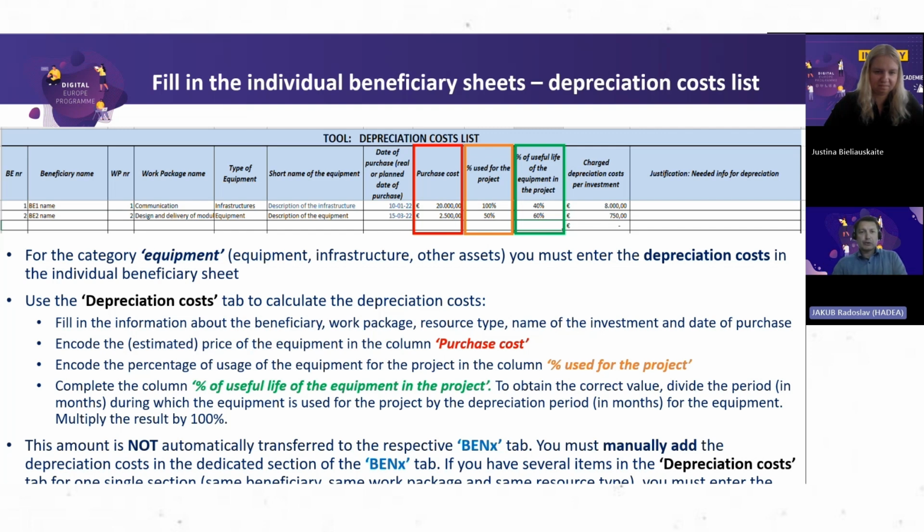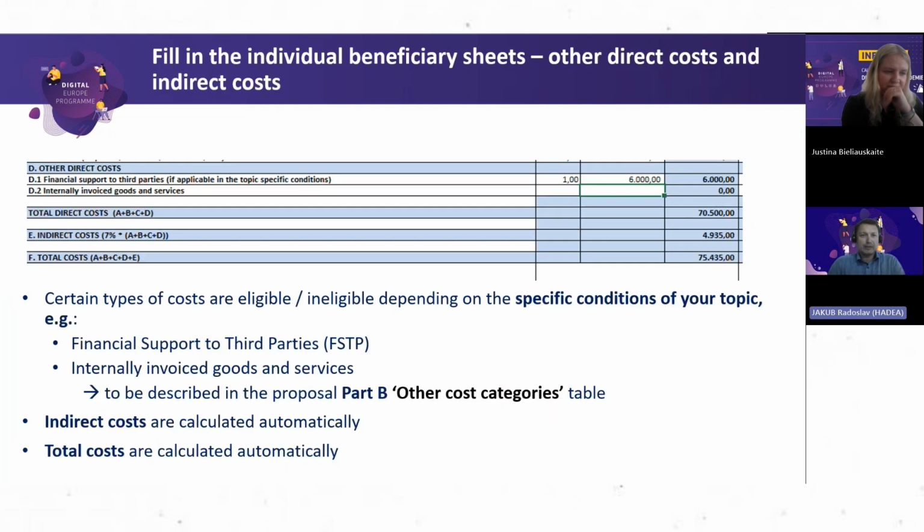This information is not automatically taken into the tables for beneficiaries and cost categories. So you need to encode the units and the costs calculated here for each beneficiary work package. Okay, we go further. Next slide.